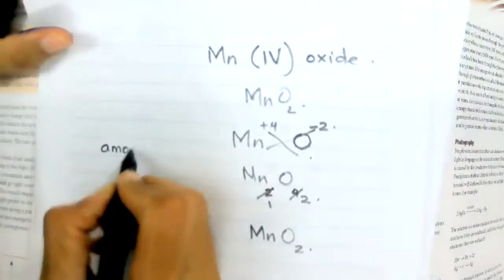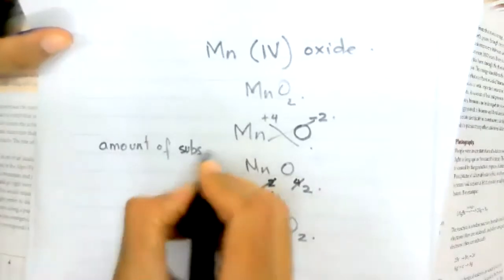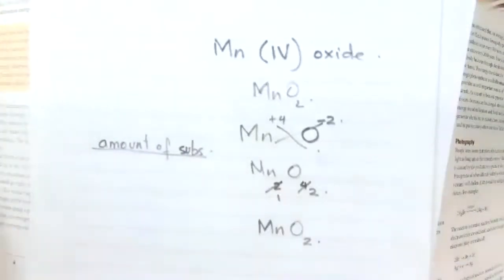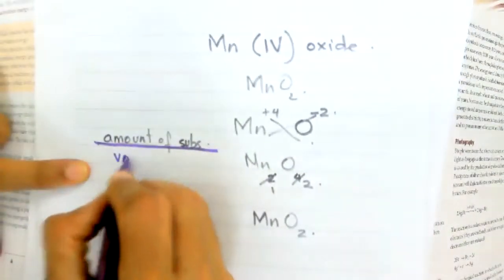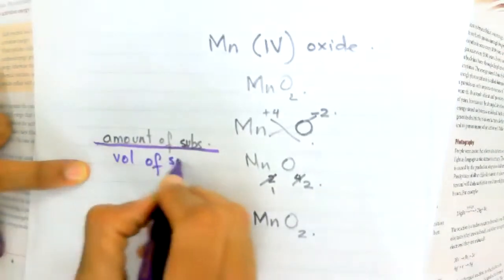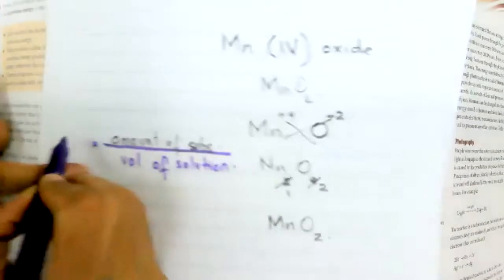So concentration, I can write it like this. Amount of substance, what do you mean by amount of substance? It can be mass, it can be number of moles. It depends upon what you are dealing with. Amount of substance divided by the volume, per unit volume of solution. Okay, so this is concentration.